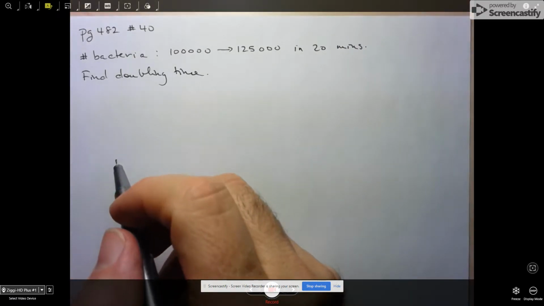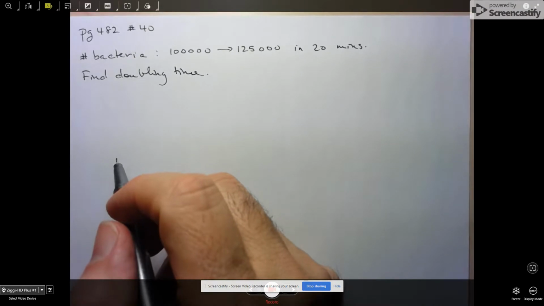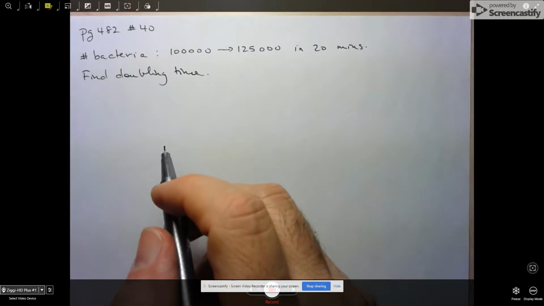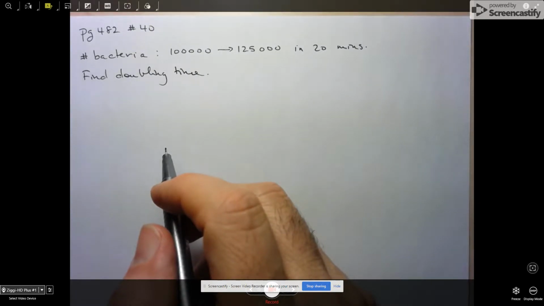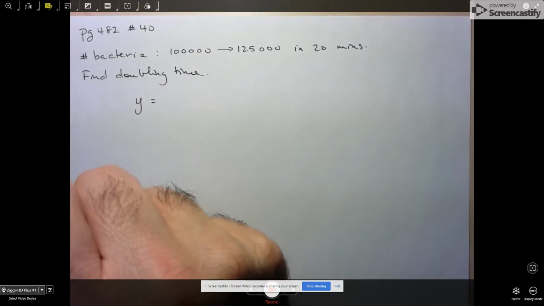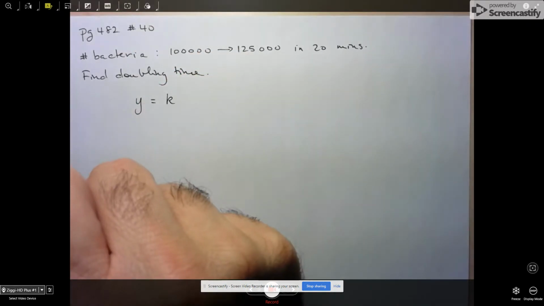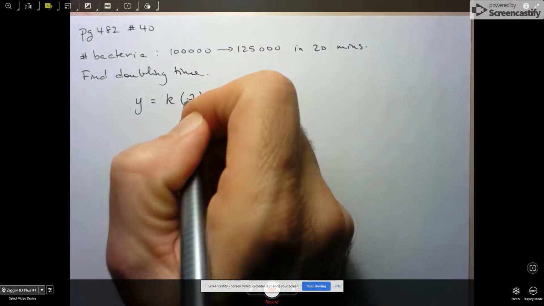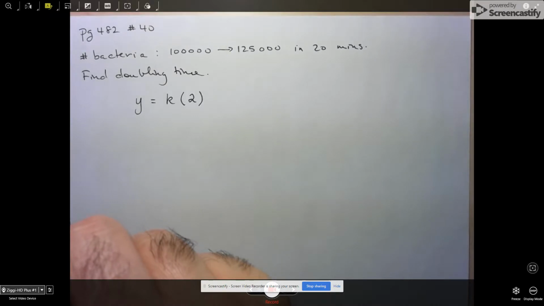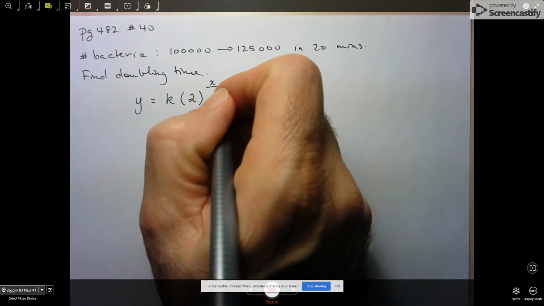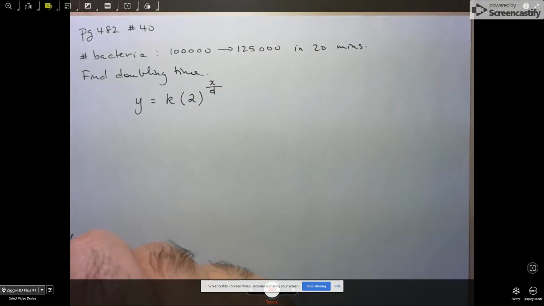While they don't specify this in the question, because it's a population growth, I think they want us to assume that it's going to be an exponential model. So let's see what an exponential model would look like. Here we'll let y be the final population, k will be the initial population. Because we're interested in doubling time, it makes sense to use a base of 2. And we don't know what that doubling time is, so whatever our time value is, which we'll call x, we just divide that by the doubling time.